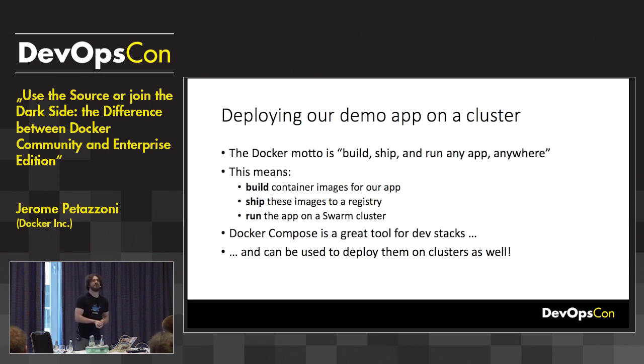And here I'm going to explain exactly what build, ship, and run means. Build, that means we take the source code and the Docker files and we make container images. Ship, that means that using a Docker registry, we are going to take those images and spread them to the whole cluster. And run, well, that means that we are going to run containers from these images.